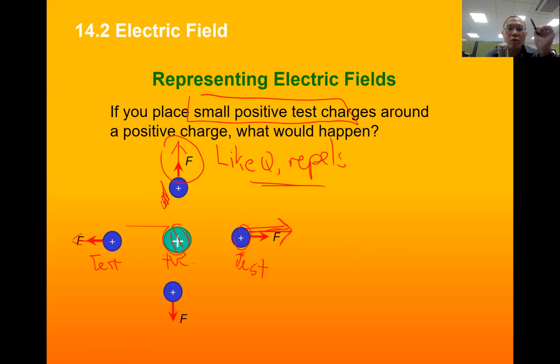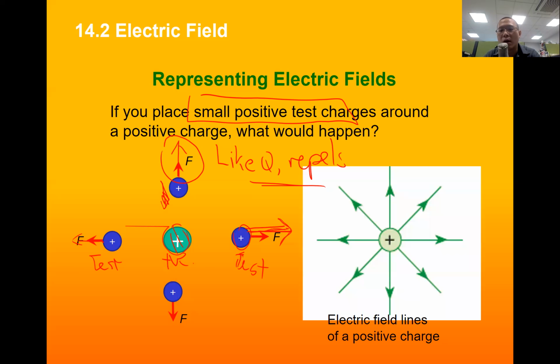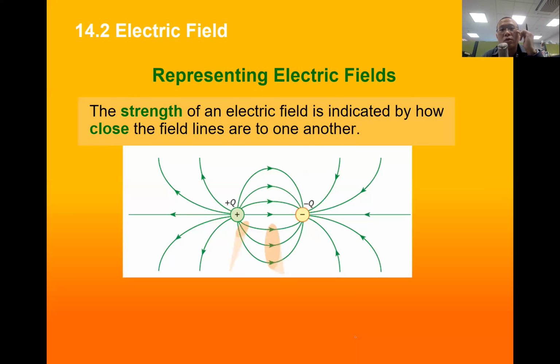Now I bring this test charge to every corner, and you'll find that this will be the outcome. These will be the field lines that I'm talking about. This is how the field lines of a positive charge will look like. This arrow is dictated by the small test charge that I'm using. If I have multiple plus and minus charges, I will repeat the same thing.